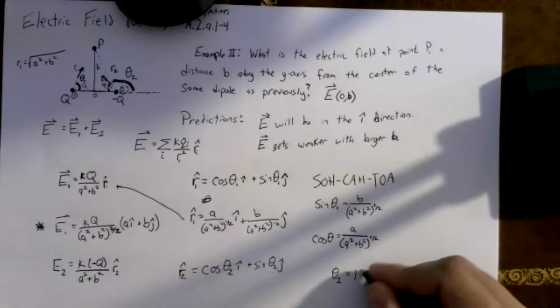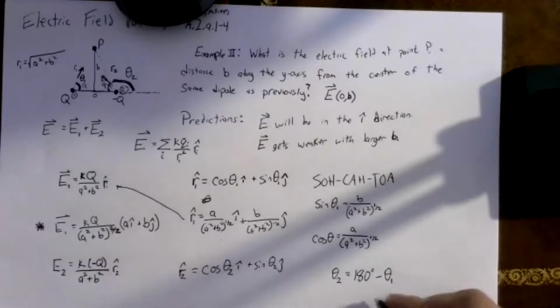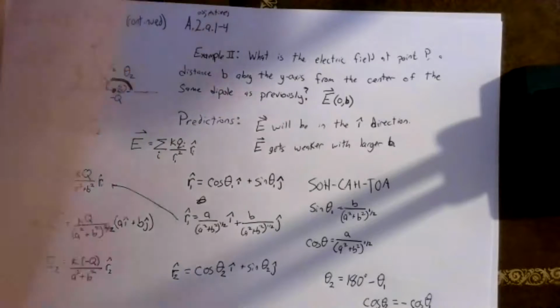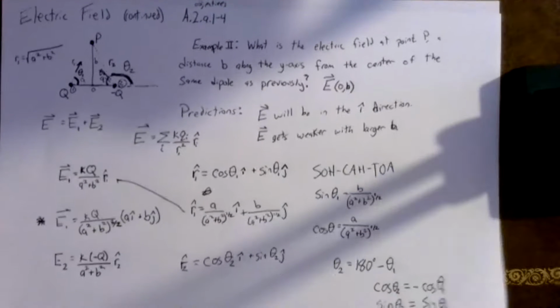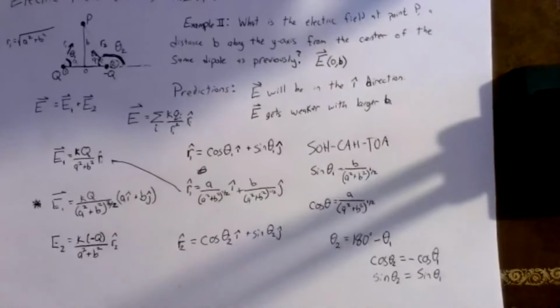Because theta 2 is 180 minus theta 1. So that does mean that the cosine of theta 2 is going to be the negative of the cosine of theta 1. And the sine of theta 2 is just going to equal the sine of theta 1. If you don't believe me there, go back and check your trig identities. I don't want to take too much time to go through that. Or the unit circle. Or the unit circle, right? Exactly.